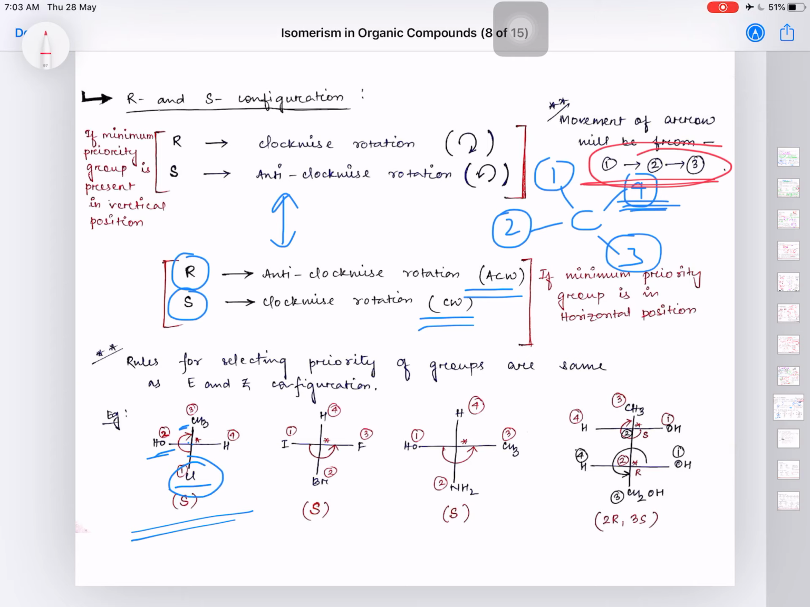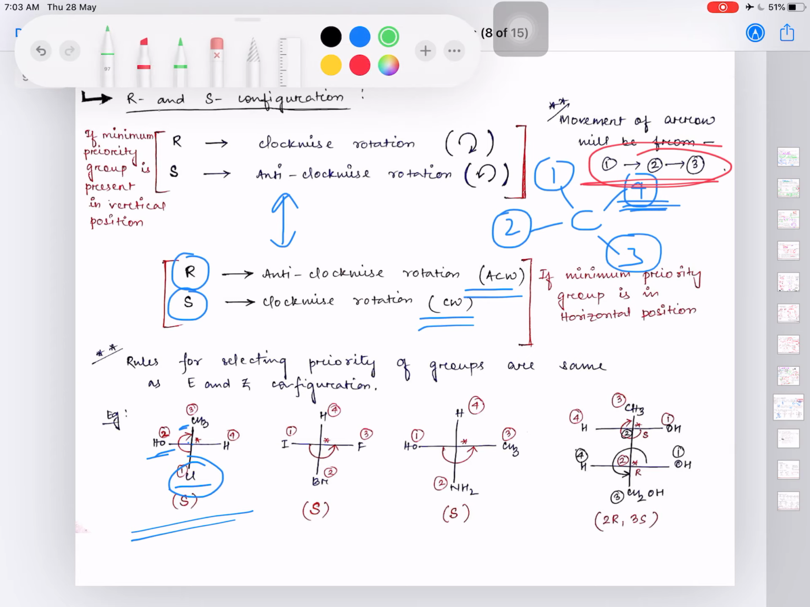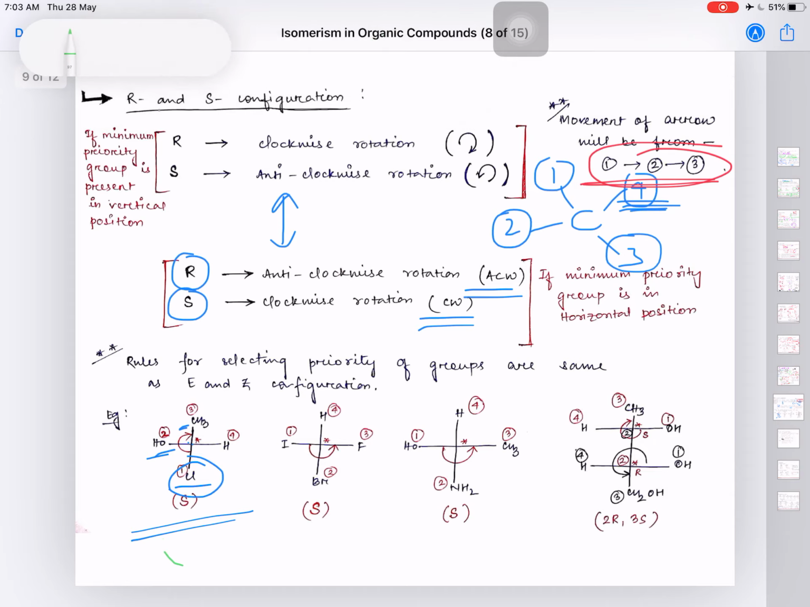So in this one, if I'm moving from 1 to 2, 2 to 3, we are going in a clockwise direction. We are moving in this direction, like this. The least priority group is horizontal, which means we have to follow this rule: least priority group horizontal, this rule. So clockwise will give you S. That's why it is S.